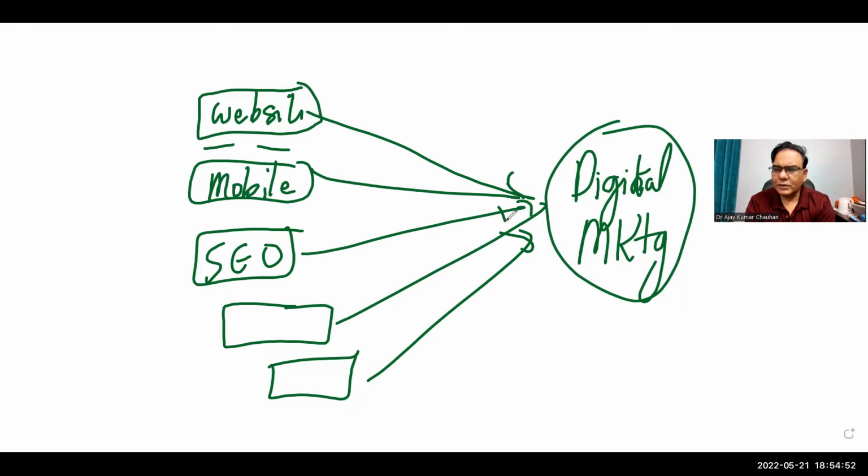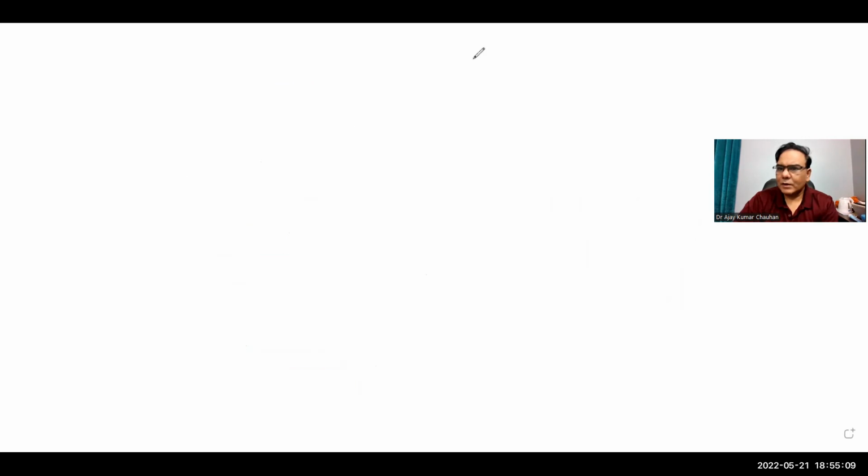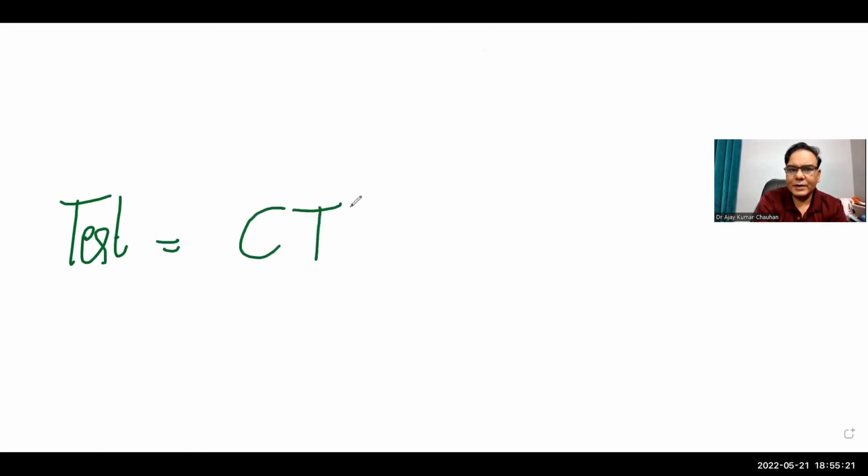How do you recognize that a construct is a formative construct? One of the important sources is the literature. Literature can tell you whether this construct is formative or reflective. So literature is the major source to understand whether the construct is formative or reflective. Otherwise, we have a test. This test is known as CTA. CTA stands for confirmatory tetrad analysis.